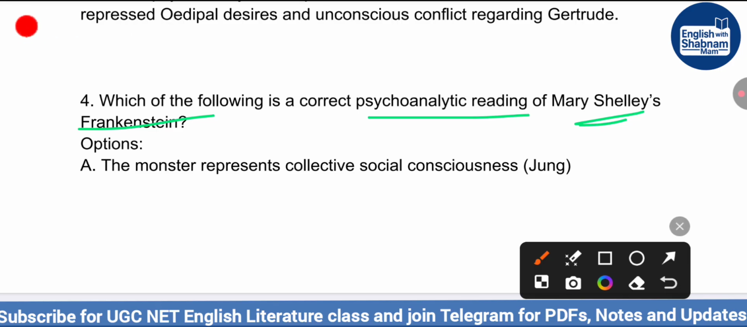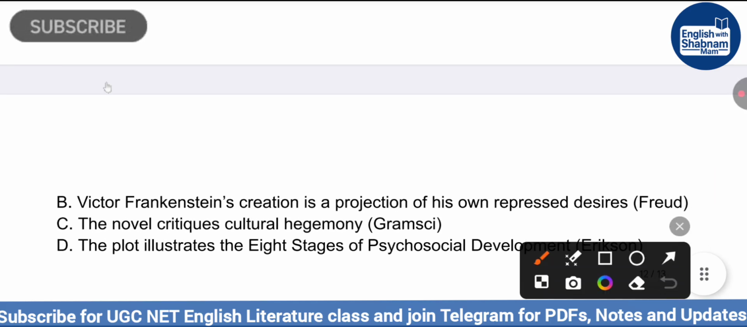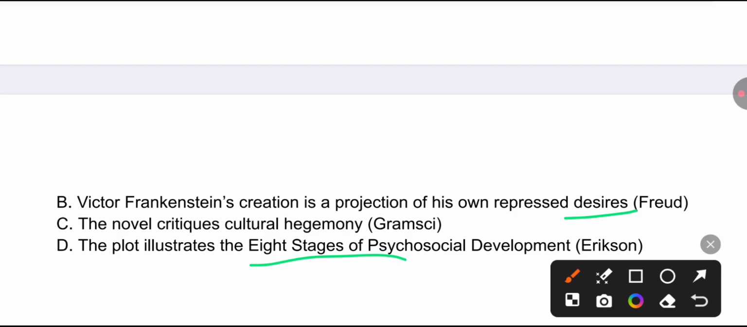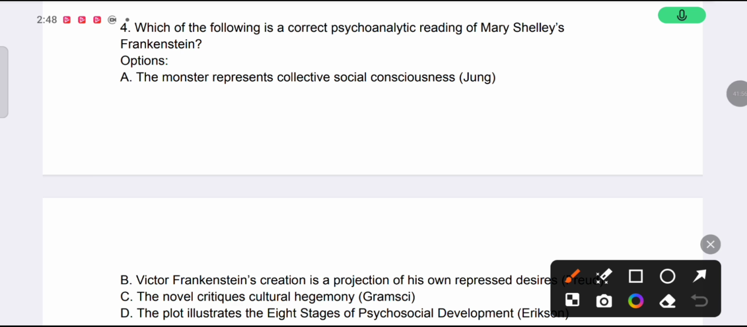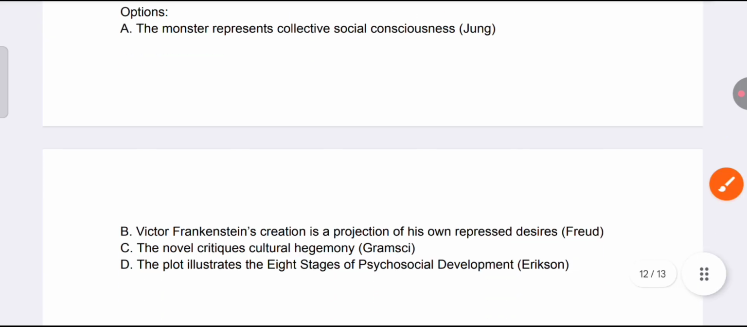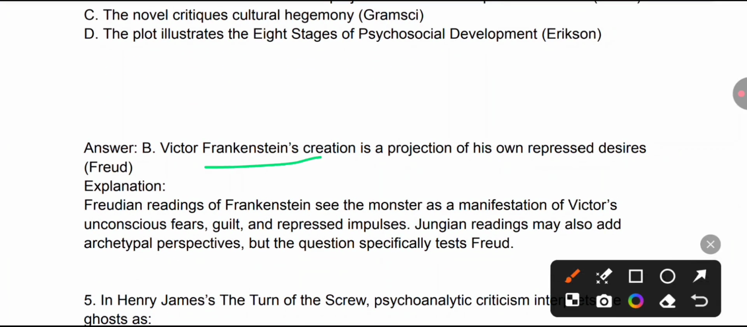Another question we have: which of the following is a correct psychoanalytic reading of Mary Shelley's Frankenstein? Option A, the monster represents the collective social unconscious. Option B, Victor Frankenstein's creation is a projection of his own repressed desire. Option C, the novel critiques cultural hegemony. And option D, the plot illustrates the eight stages of psychosocial development. Okay, correct answer? The correct answer would be option B. Victor Frankenstein's creation is a projection of his own repressed desire. So, a Freudian reading of Frankenstein sees the monster as a manifestation of Victor's unconscious fears, guilt, and repressed impulses. Okay, so this is the correct answer.